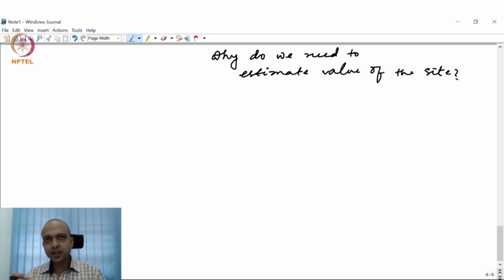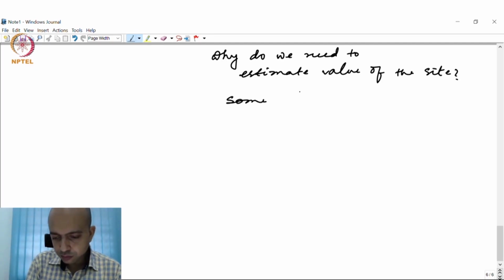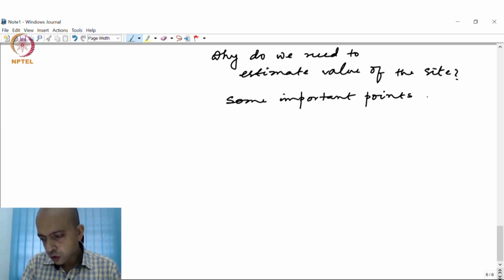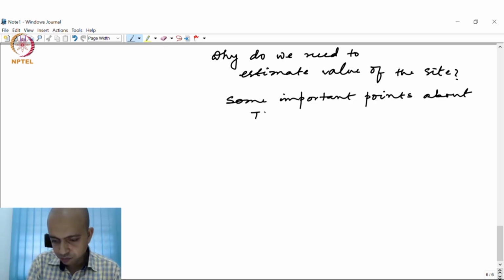Now, there are certain important points that we need to keep in mind while estimating the demand for the environment using the travel cost method. So, some important points about TCM.